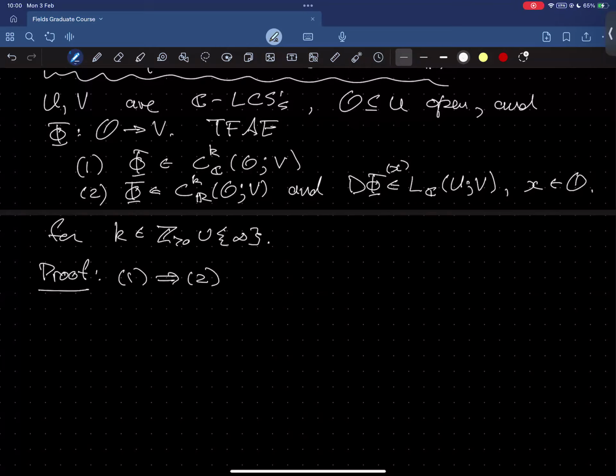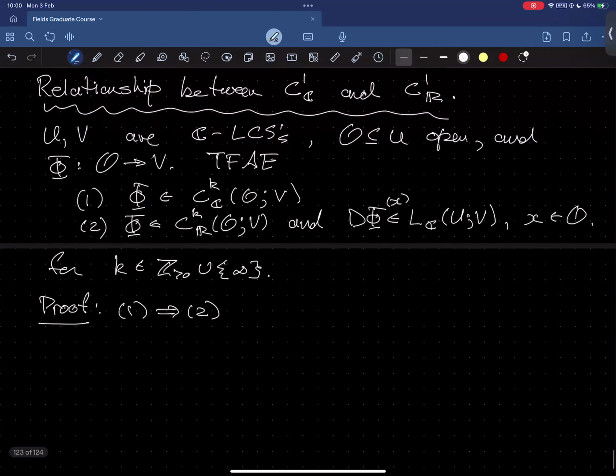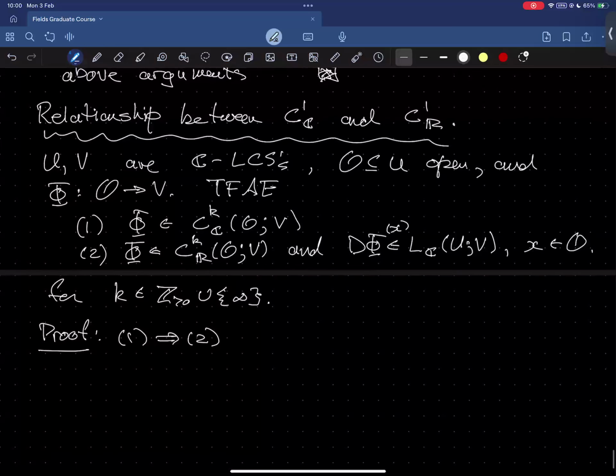Okay. So the first statement is easy. If it's complex differentiable, or complex class CK, then it's real class CK. And I'm going to say some stuff, and then I'm going to summarize what I say with a few words.